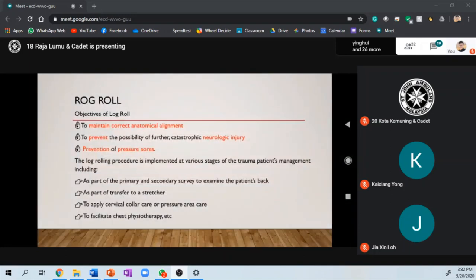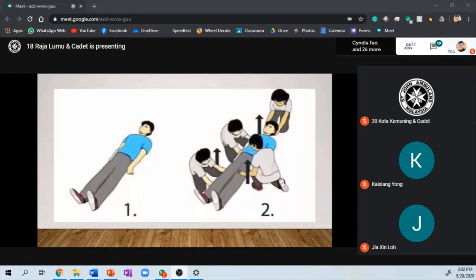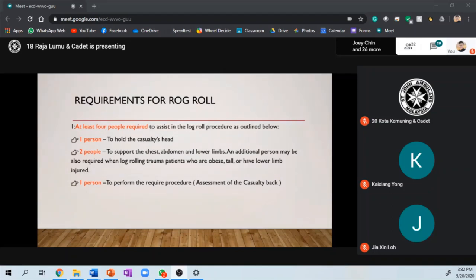And so this is an example of rock roll to transfer a casualty to a structure. As you can see, there is one person at the head, two on the left or right, and one on the left. This is called rock roll. So after this, you will have 5 minutes to rest, after I finish this one.